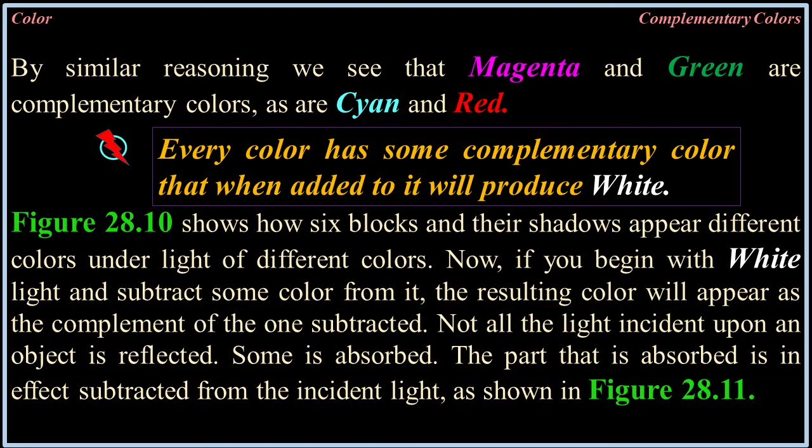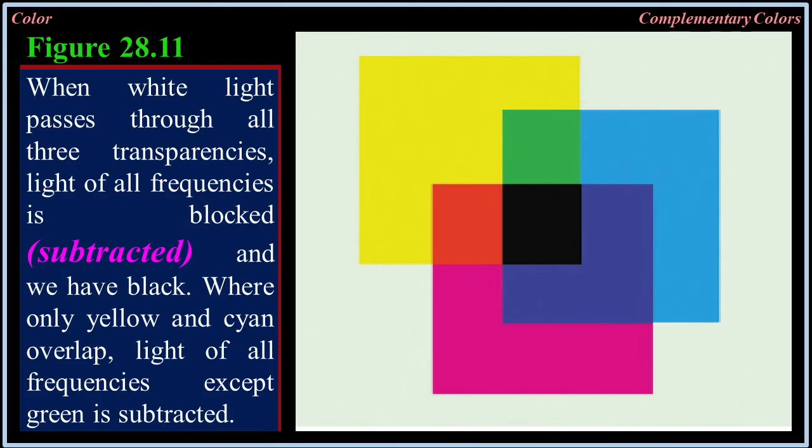Now, if you begin with white light and subtract some colors from it, the resulting color will appear as the complement of the one subtracted. Not all the light incident upon an object is reflected. Some is absorbed. The part that is absorbed is in effect subtracted from the incident light, as shown in figure 28.11. Figure 28.11. When white light passes through all three transparencies, light of all frequencies is blocked, subtracted, and we have black. Where only yellow and cyan overlap, light of all frequencies except green is subtracted.